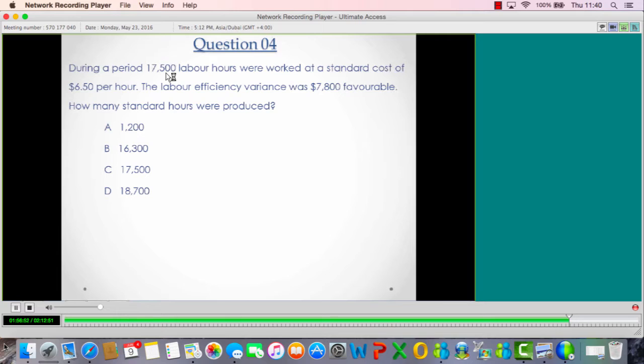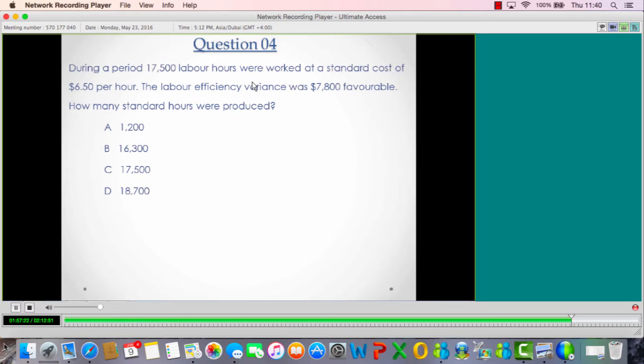Okay, sorry. It's my fault. The 17,500 is the actual labor hours. Sorry, I got it wrong. Right, you are correct. So what they are asking for is the standard hours. During a period of 17,500 labor hours, this is the actual labor hours. The 17,500 is the actual, and they are asking for the standard hours.